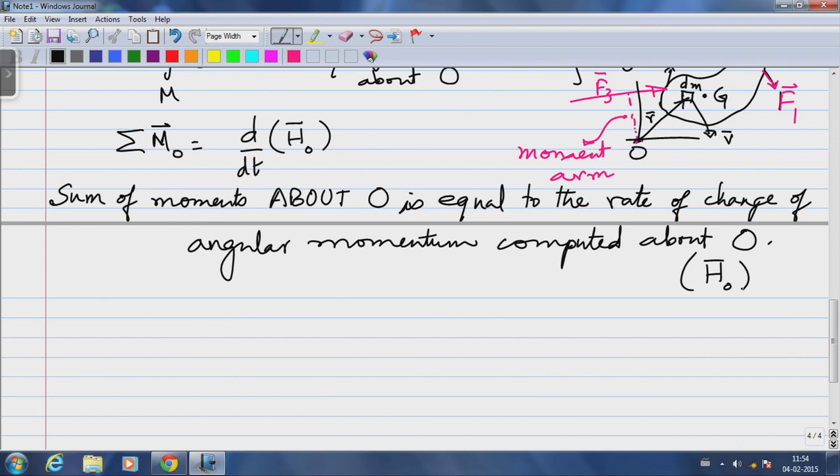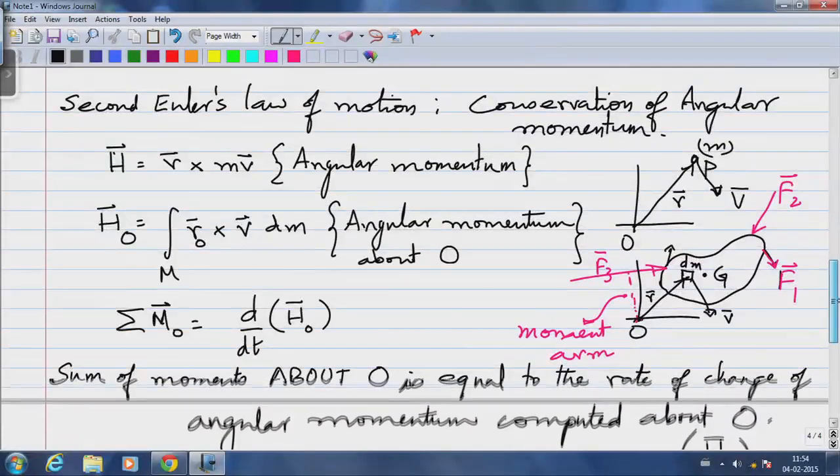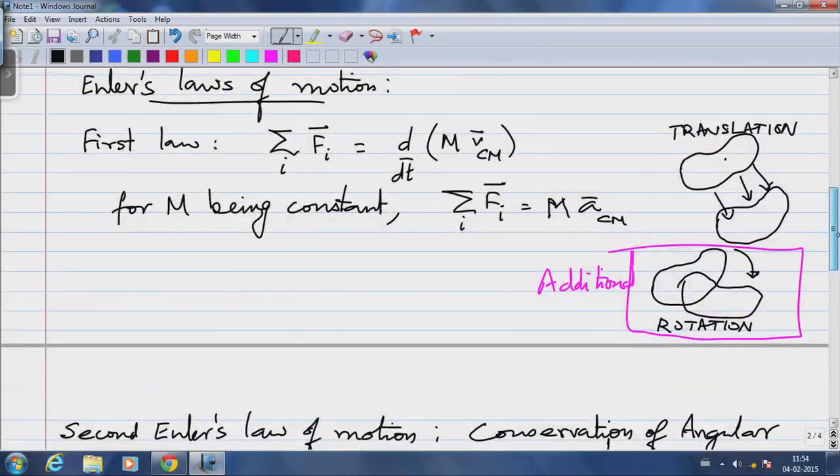So, this h sub O is the angular momentum about an axis passing through O perpendicular to the plane of the paper. As opposed to angular velocities and angular accelerations, angular momentum and moments are computed about fixed axes. Okay. So, this looks nice because it looks analogous to our Newton's second law, the sum of forces equals rate of change of linear momentum, that is what we had here.